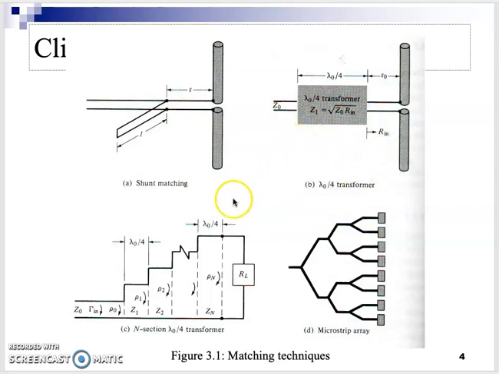What we want to see now is the multi-section transformer, because a single section only covers a single narrow band. In some applications the requirement is broadband, so that's why we need to have multiple sections. This can cover broadband applications.